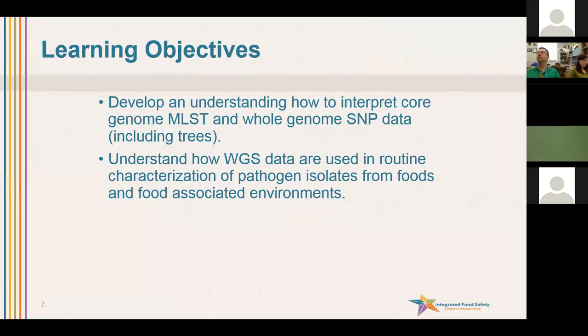So the learning objectives are to continue to emphasize how whole genome sequencing data are used in epidemiological investigations, in foodborne disease outbreak investigations. That's really deepening our understanding from previous efforts in the same series. But then the very specific learning objective for this one is to understand how whole genome sequence data are used in routine characterization of pathogen isolates from foods and food-associated environments. And food-associated environments may mean that a FDA, USDA, or a state ag and markets department goes into a facility, collects an environmental sponge, and characterizes that.